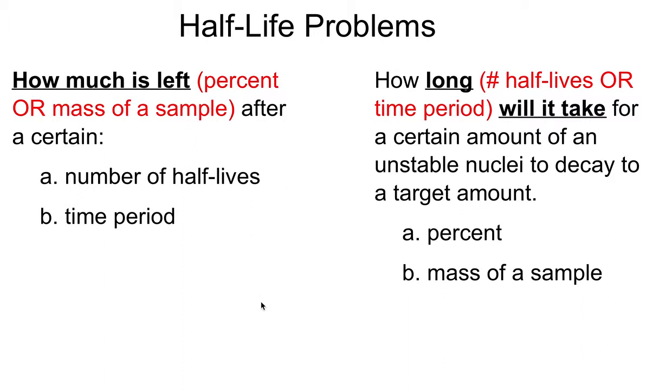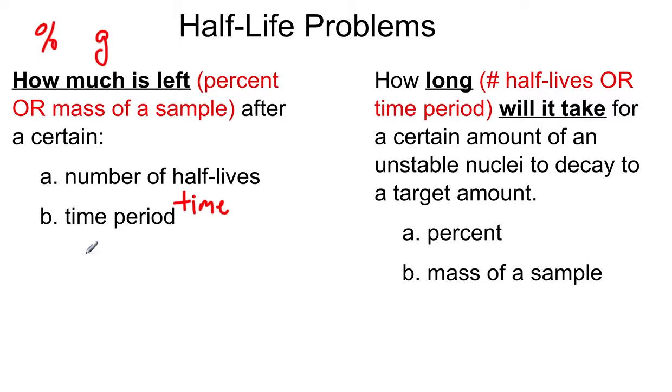One is dealing with amount. How much is going to be left? So you're going to have to figure out what the new percent or the new mass is going to be. And the problem is going to give you a certain time period. It's going to say a certain number of half-lives have passed, or they're going to give you a certain time period, maybe in years, days, minutes, whatever. So they're going to give you time. You get time, and you're going to use that to figure out what the new percent or mass is going to be.